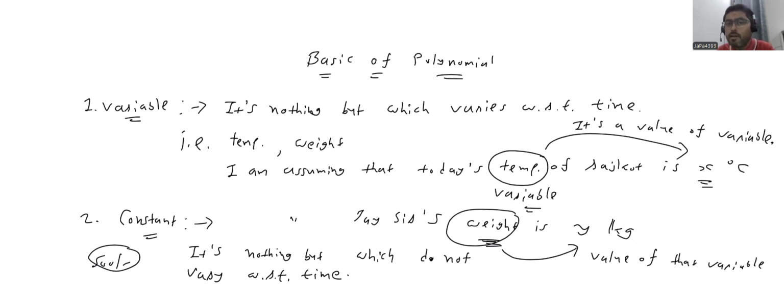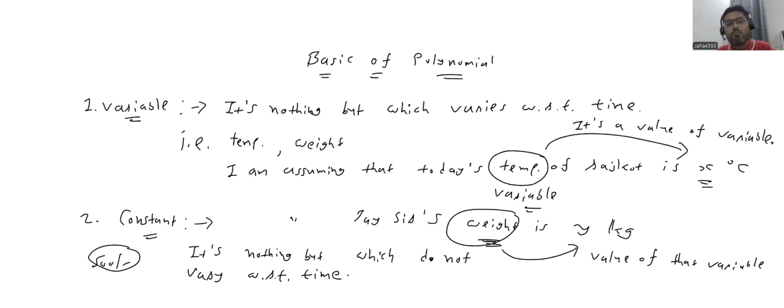5 crore rupees, 5 lakh rupees. No, guys, 500 rupees will remain 500 rupees. It means that the value doesn't change, right? It means that the value remains constant. That's why the term constant is used over here.